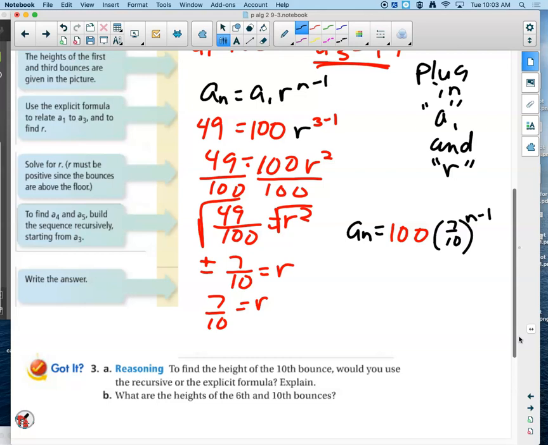Again, I want to remind you, just like I did last week, always ask yourself, did I find what they wanted me to find? This is most of the work. This is going to get you most of the points. But we didn't find the fourth and the fifth bounce yet. That's what the calculators are for. We want to put a 4 in here and a 5 in and see what we get. So we're going to need 100 times 7/10 to the third power, because 4 minus 1 is 3.